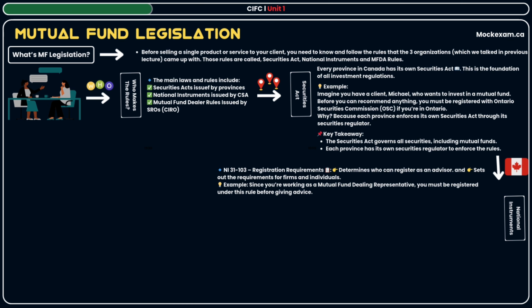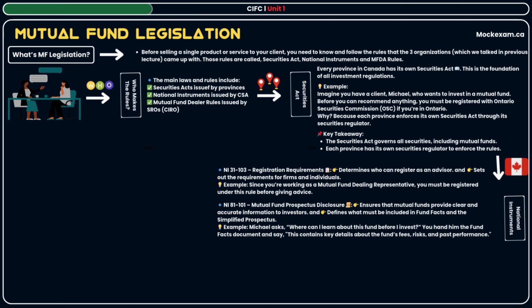Let's get to the second national instrument, which is 81-101. This covers the mutual fund prospectus disclosure. We will get to this prospectus in the future chapters. So don't worry if you don't get the meaning here. But this national instrument ensures that mutual funds provide clear and accurate information to investors, and it defines what must be included in fund facts and the simplified prospectus.